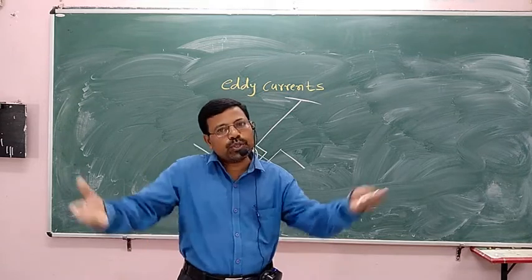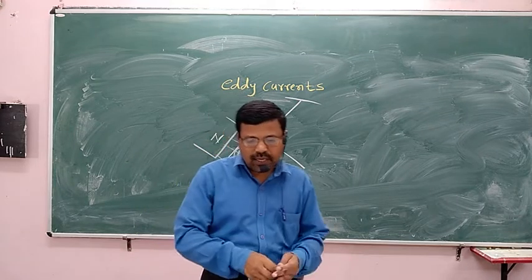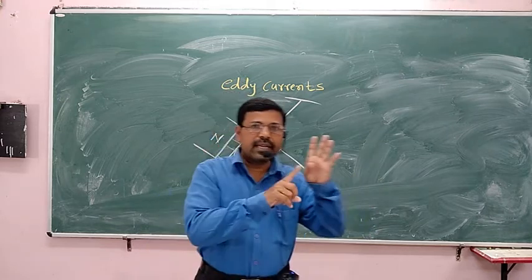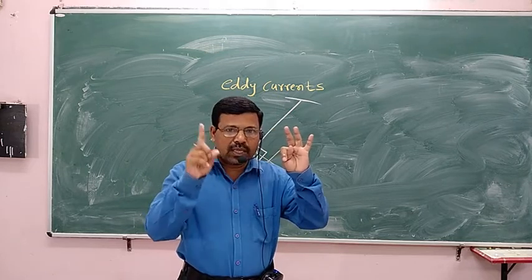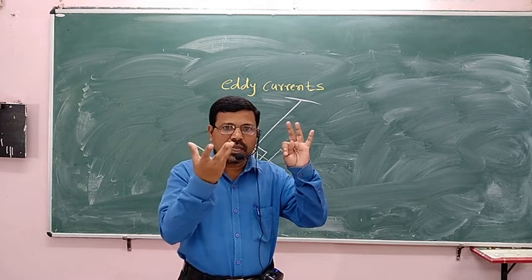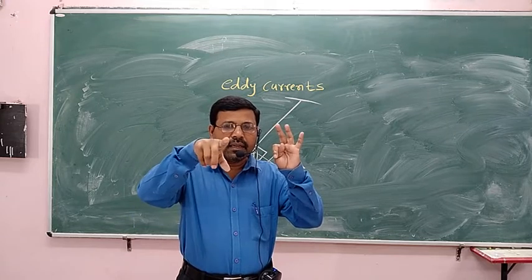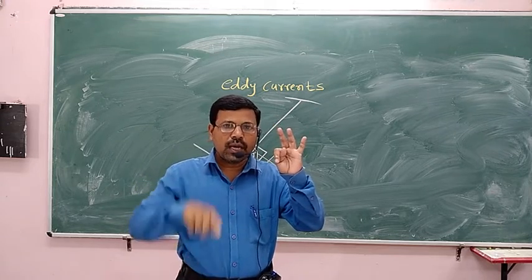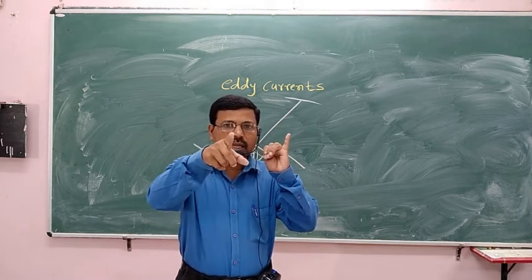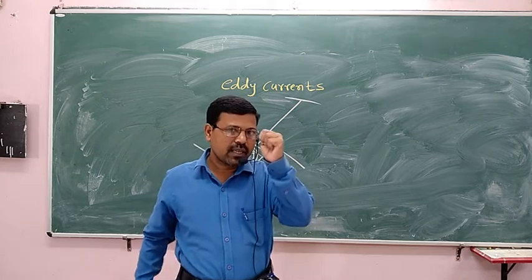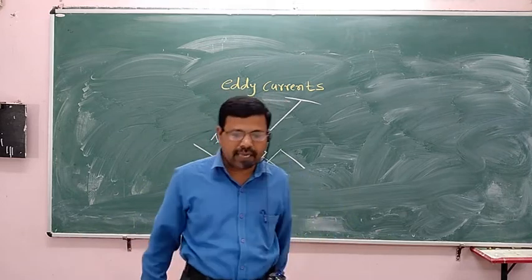Eddy currents are also used in the deadbeat galvanometer. So, let me conclude that eddy currents are used in the speedometer to measure the speed of a vehicle. Eddy currents are used in the electric meter to measure the consumption of electric power in a particular building. Eddy currents are used in the electromagnetic braking system, in the deadbeat galvanometer, and in the induction furnace. So this completes eddy currents.